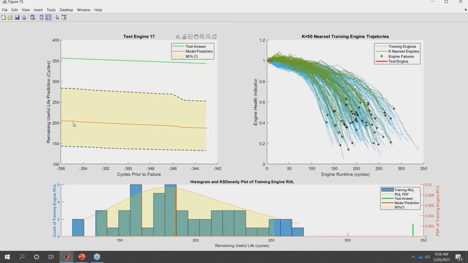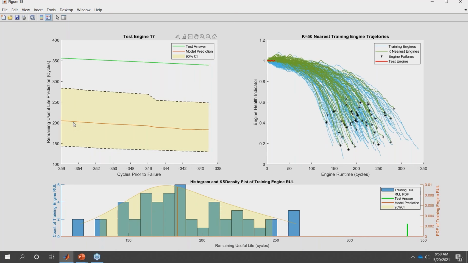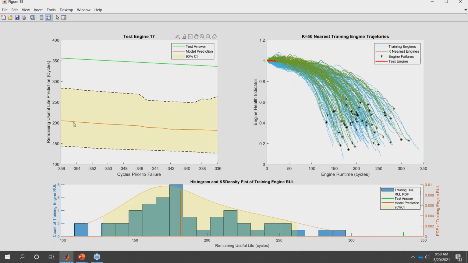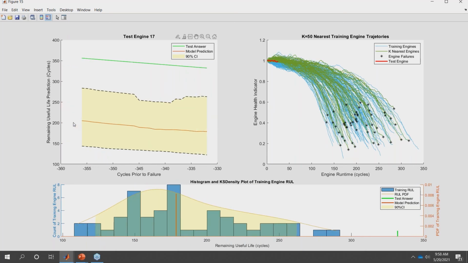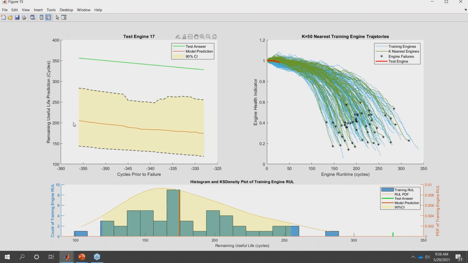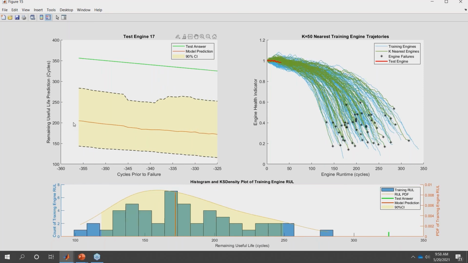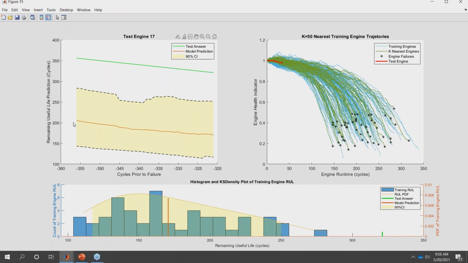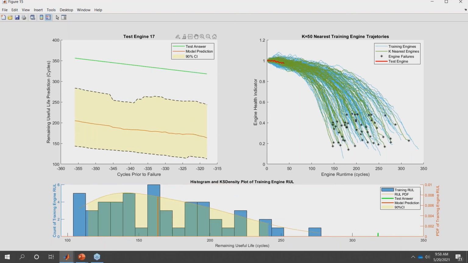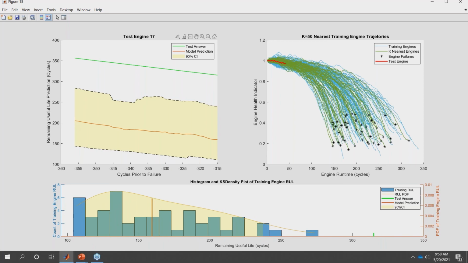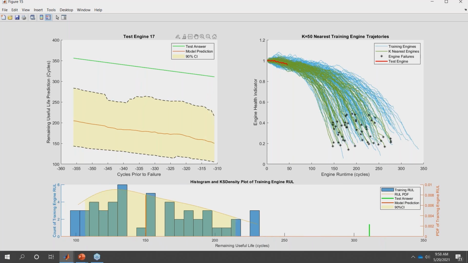So once again, at this point, we probably wouldn't be running this model. We'd be waiting on the condition monitoring system to tell us when it's moved into that sort of warning space. But we can see here that we are severely under predicting for our system right now.